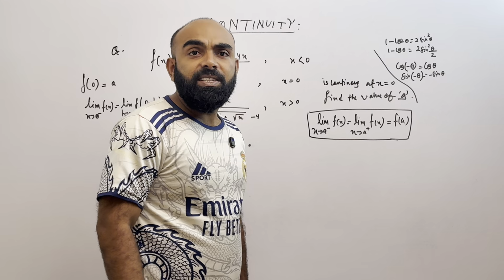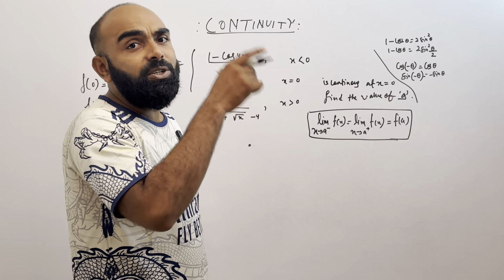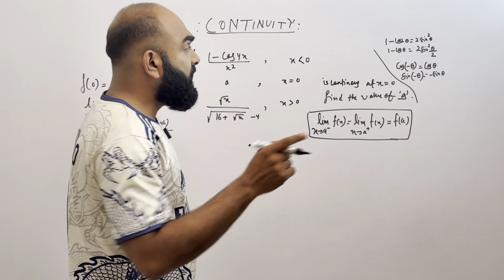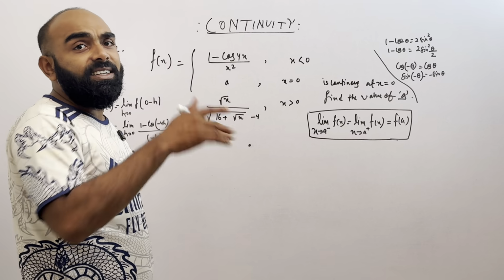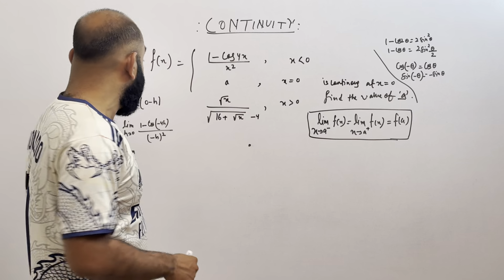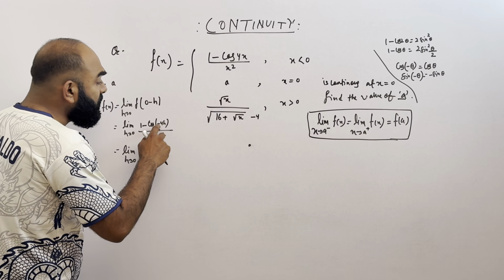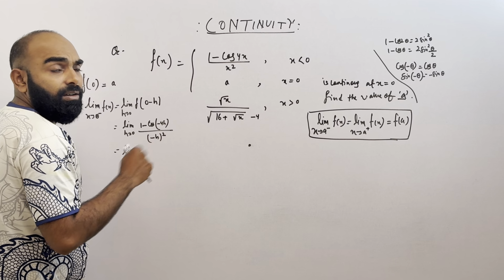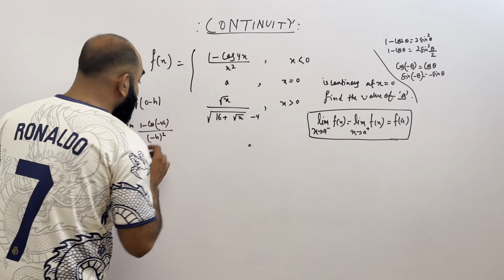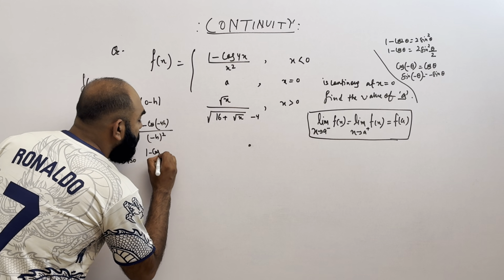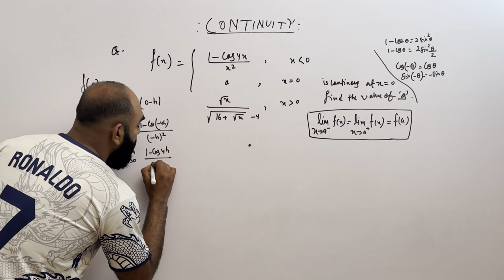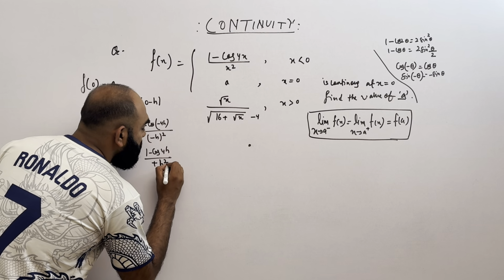Are you getting all these things? All those things I told you in the first class only, to remember. Sine minus theta is equal to minus sine theta. Sine will throw the minus and cos will eat the minus. Here cos of minus 4h, minus 4h is the theta, so cos minus theta is cos theta only. So 1 minus cos of 4h divided by minus h whole square. It will be plus h square.